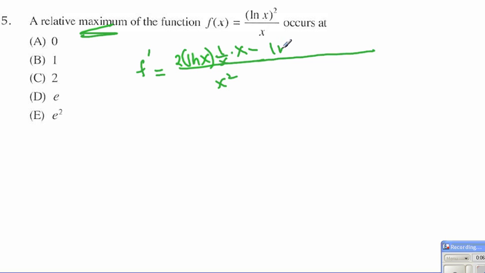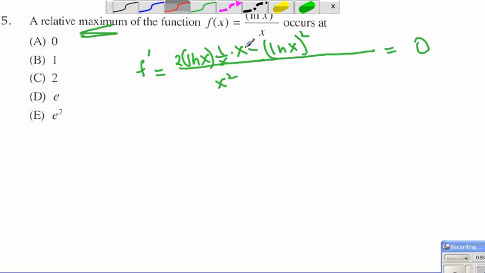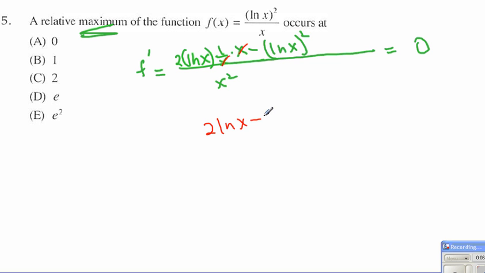We have ln of x whole thing squared, and then we have times the derivative of the bottom, which is simply x. Now here we have to set this one equal to 0 first. Now we realize that this x and this x will cancel out. And what we end up having here is 2 ln of x minus ln of x whole thing squared has to be equal to 0.